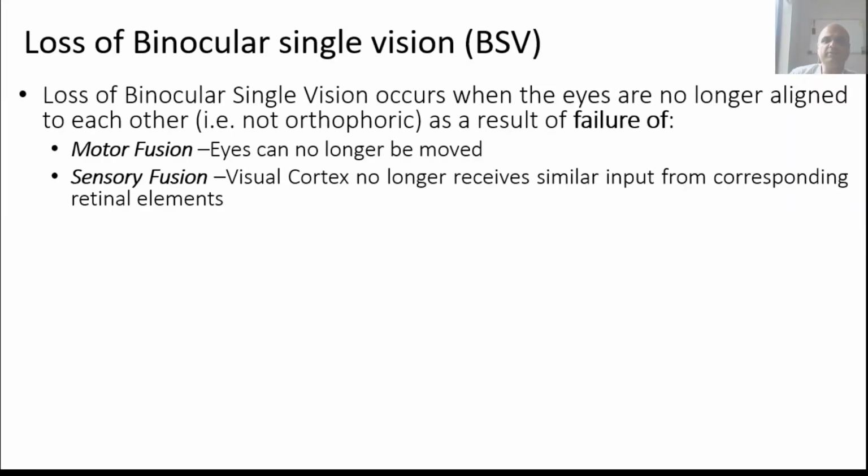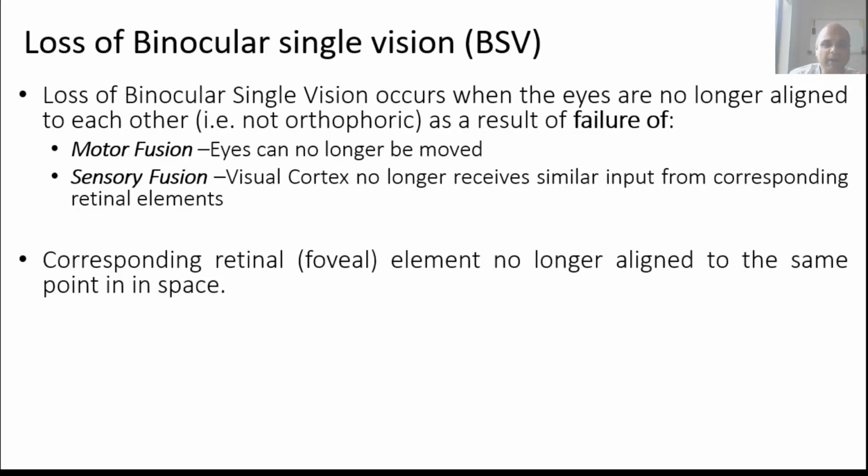So loss of binocular single vision occurs when the eyes are no longer aligned to one another, as I just mentioned, i.e. the eyes are no longer orthophoric. And this can occur either as a result of failure of motor fusion, where the eyes cannot be moved properly, or a problem with sensory fusion, where the visual cortex no longer receives similar info from corresponding retinal elements. So either sensory fusion is defective or motor fusion is defective.